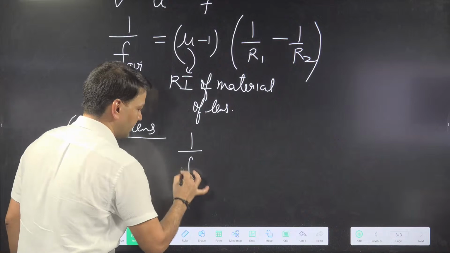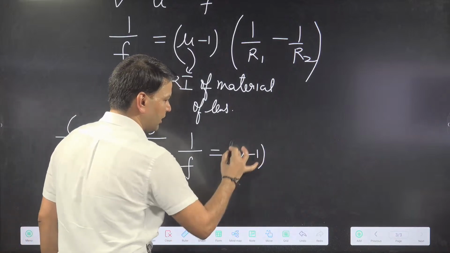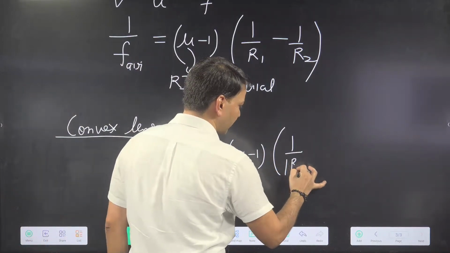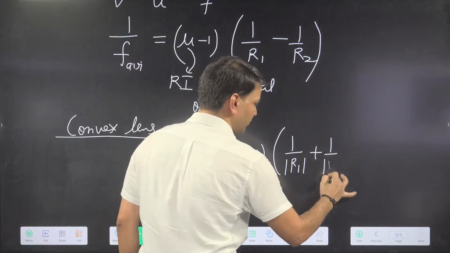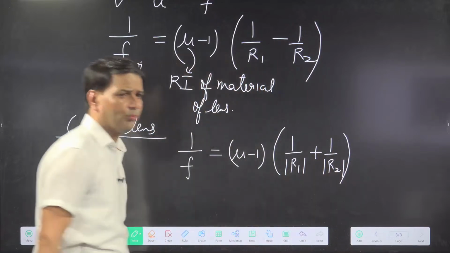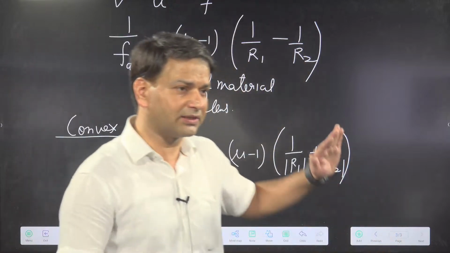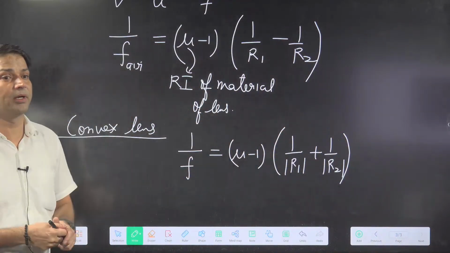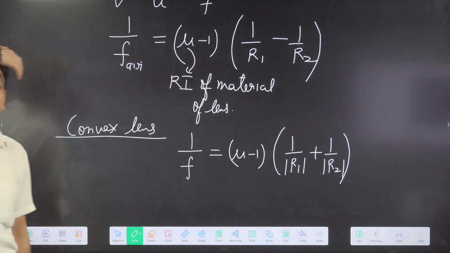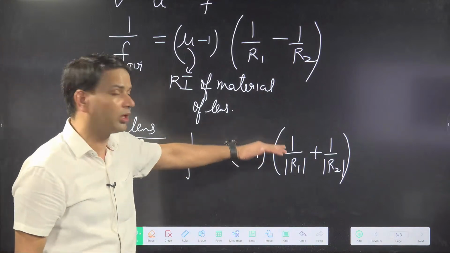1 by F is equal to what? Mu minus 1 into 1 by mod R1 plus 1 by mod R2. So many formulas you have learned, equiconvex, plano-convex, but this is the general formula that you have to remember for the convex lens. 1 by F is equal to mu minus 1, 1 by mod R1 plus 1 by mod R2.